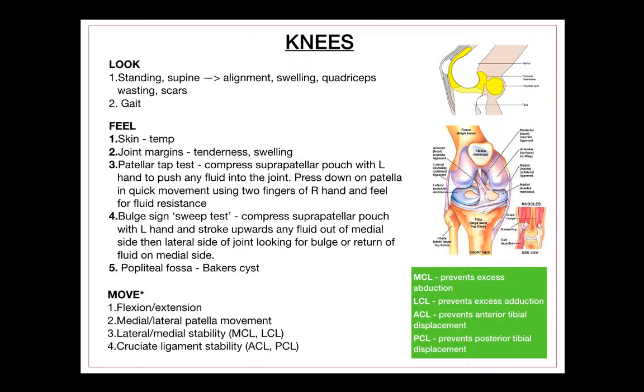And then after you've done that, you do the bulge sign, which is the same thing. So compressing the suprapatellar pouch to get the fluid in there, and then you do medial first, and then lateral. The idea of that is if there is fluid, you'll be moving it, and you'll see it come down on the other side.